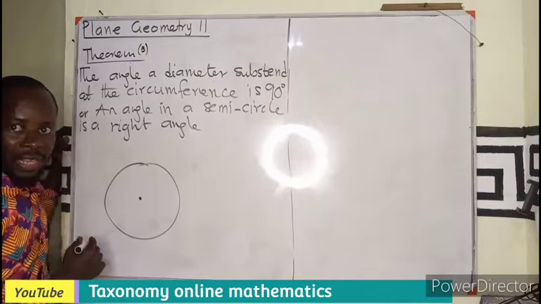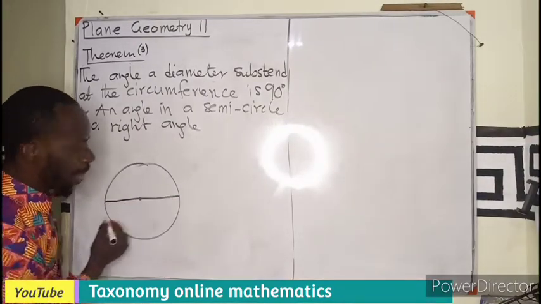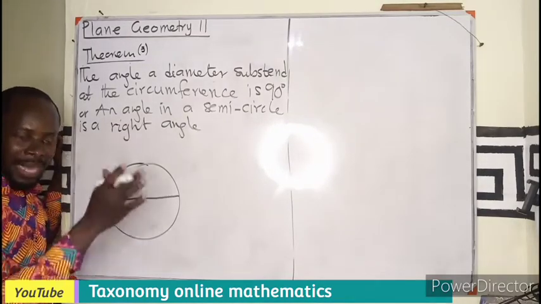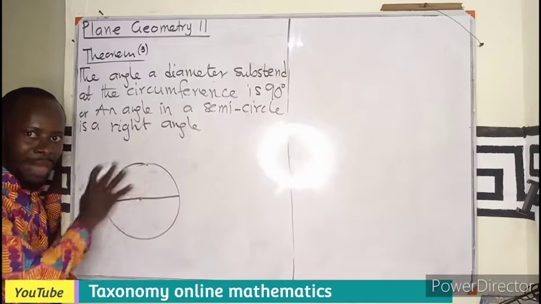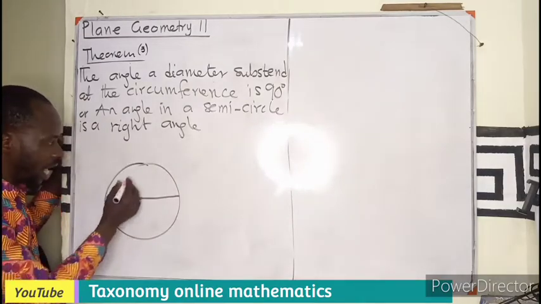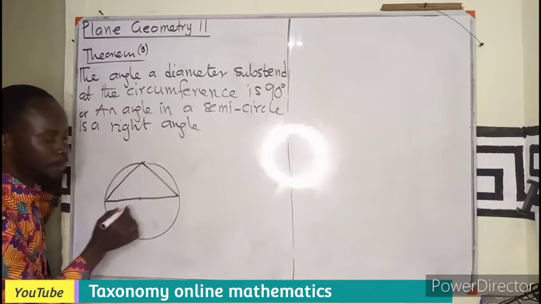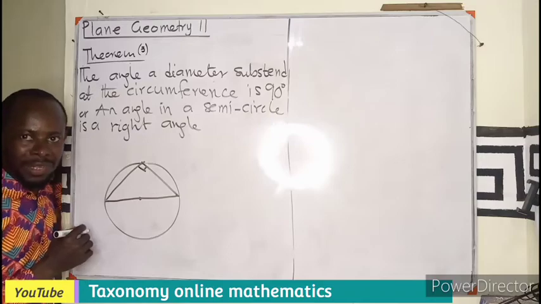we know if you have a circle, this is the center. We know a diameter is a line that joins 2 points and passes through the center. So this is a diameter. At the same time, this is a semicircle. These are the two semicircles that come together to form the circle. So any angle formed by this diameter is a right angle, meaning it is 90.